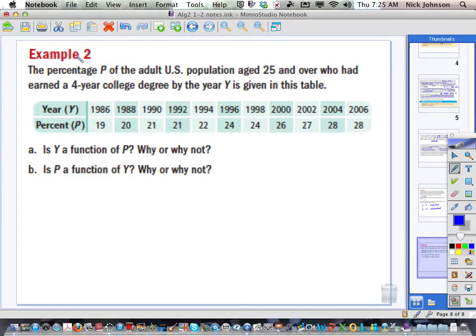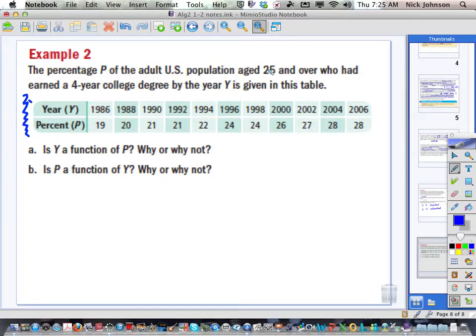Example 2. Here's a relation that I was talking about. We have years and we have percents. Here are ordered pairs. You can go either way. You can go 1986 to 19, or you can go 19 to 1986. This is just a relation. It's just written in a table form a different way. It says the percentage P of the adult U.S. population aged 25 and over who had earned a 4-year college degree by year Y is given in this table.